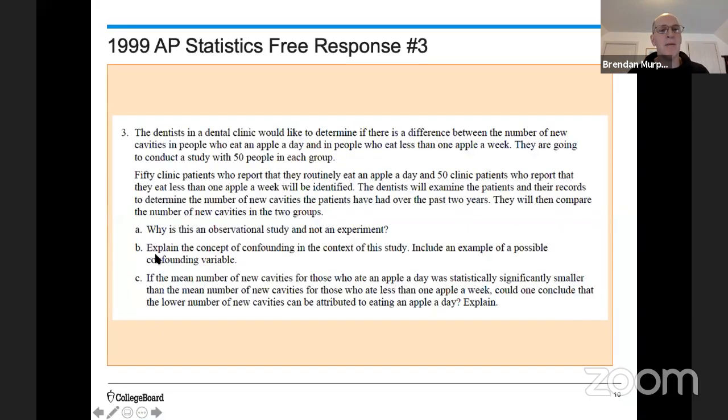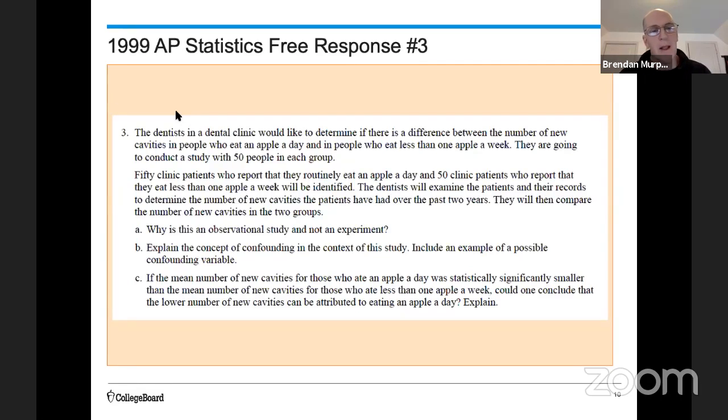So we're going to take a look at some free response questions today. We'll try and get through as many as we can. This is from the 1999 exam, AP Stats free response question number 3. As an AP reader, some of these problems take on lives of their own. You hear readers talk about the dentist problem or the boots problem, so they each get a name. This was the dentist and the apple problem. A longtime reader will say, oh yeah, I remember that from years ago.